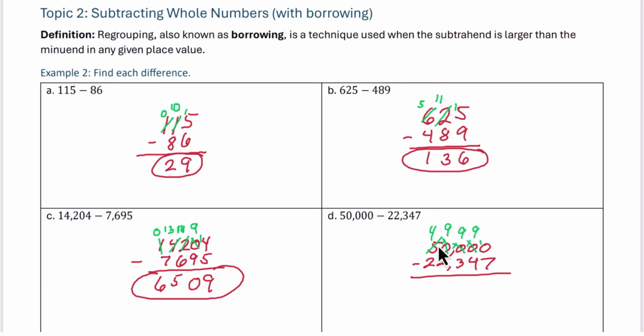And finally, we have 10 on the far right. 10 minus 7 is 3. 9 minus 4 is 5. 9 minus 3 is 6. 9 minus 2 is 7. And finally, 4 minus 2 is 2. So we have 27,653.